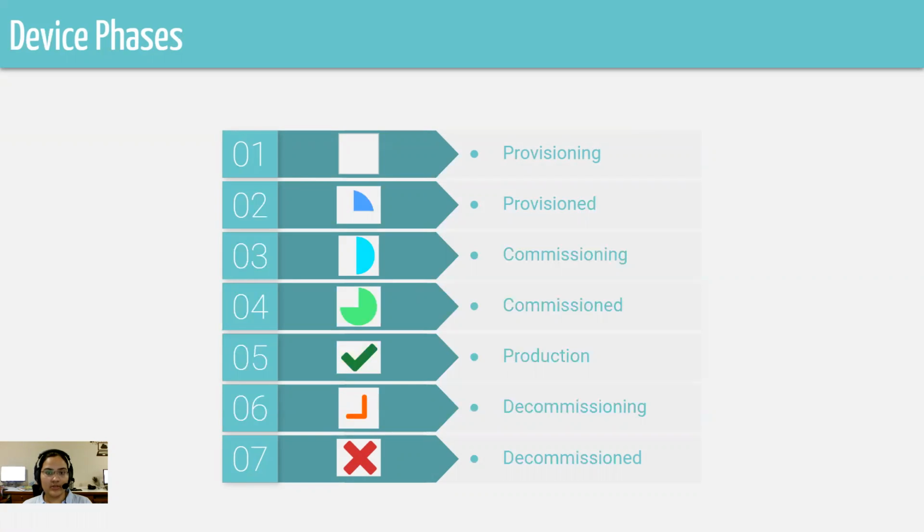Now the next phase will be provision. Once we get all the requirements gathered and we confirm that this node will get registered easily and we have all the necessary requirements, it gets into the provision phase.